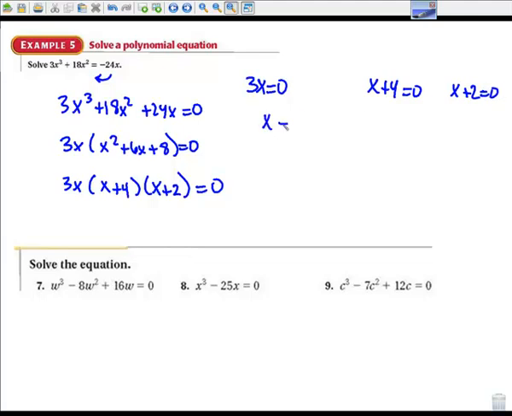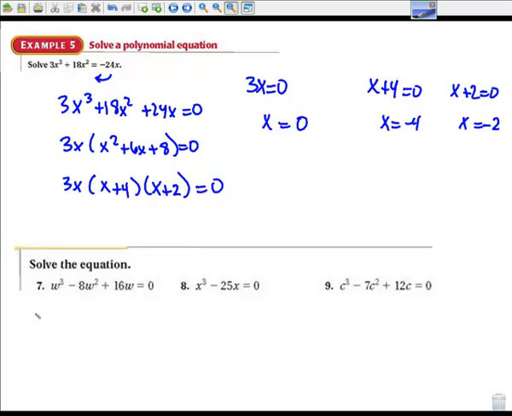So the first one, x equals 0. If I subtract 4, x equals negative 4. If I subtract 2, x equals negative 2. So what that means is with this particular function, it's going to cross the x-axis 3 times. Once at 0, once at negative 4, and once at negative 2. So let's go ahead and try this one.